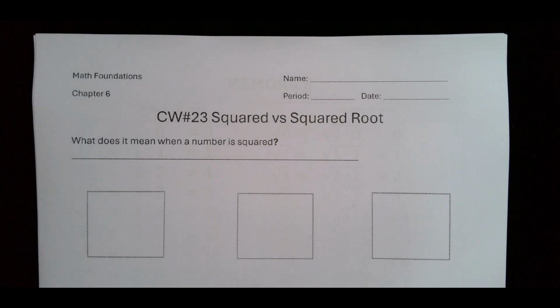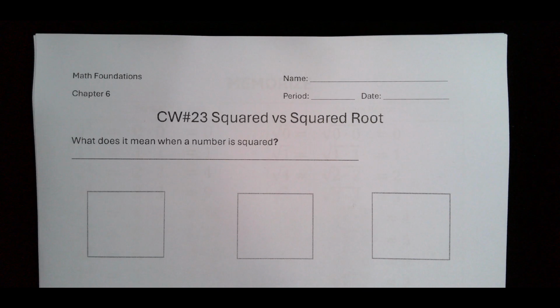In today's video, we are talking about the difference between a number that is squared and a number that is square rooted. Something that is squared means that we multiply the number by itself.